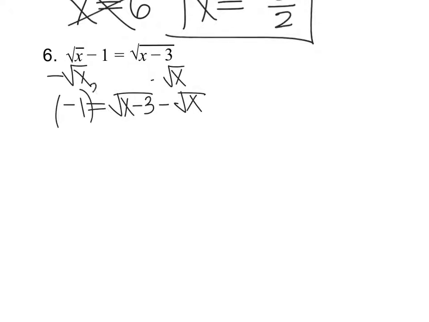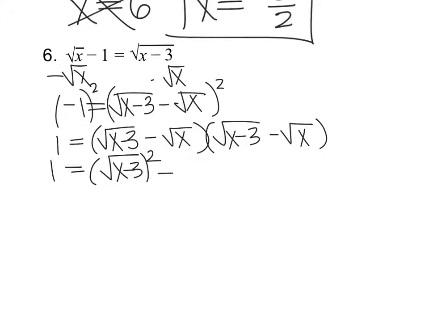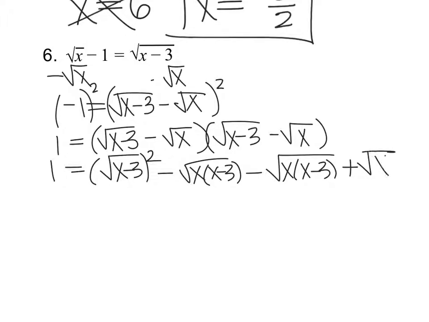Now we're going to square each side. Negative 1 squared is 1. We get the square root of x minus 3 minus the square root of x times the square root of x minus 3 minus the square root of x. So now we work on distributing. We get the square root of x minus 3 squared minus the square root of x times x minus 3 minus the square root of x times x minus 3 plus the square root of x squared.